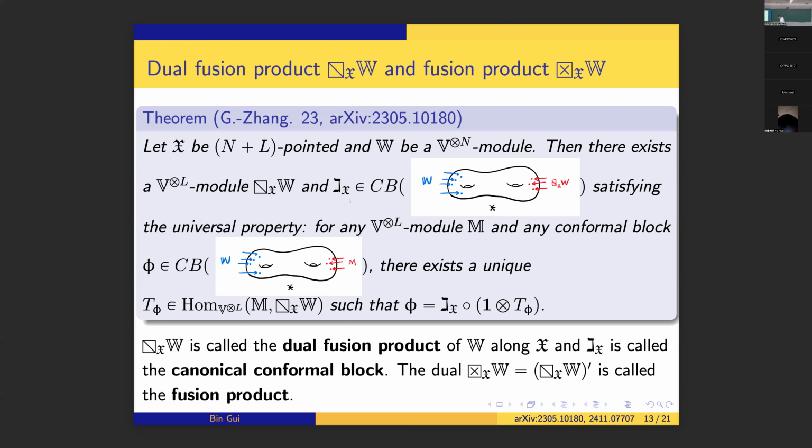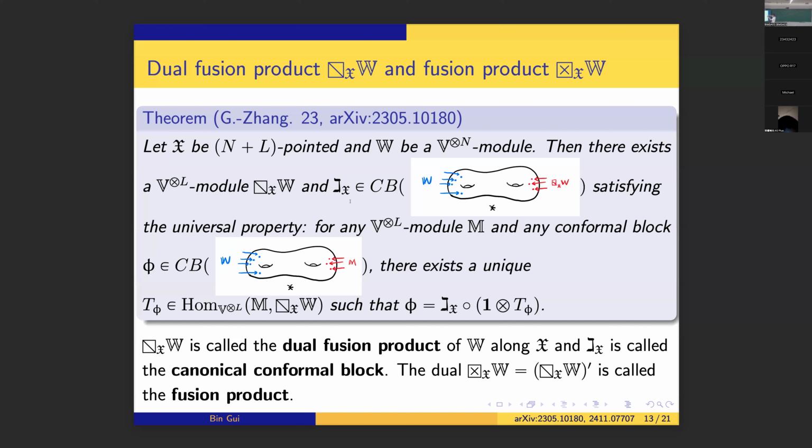So the setting is that I have this compact Riemann surface with some marked points. I separate the marked points into two groups. The blue ones are regarded as the incoming points, and the right-hand side are, in some sense, the outgoing points. For the left-hand side, I fix a V-tensor-n module. Suppose that there are n marked points on the left-hand side, and on the right-hand side it is indeterminate, so I just leave this blank. So I just fix the module on the left-hand side.